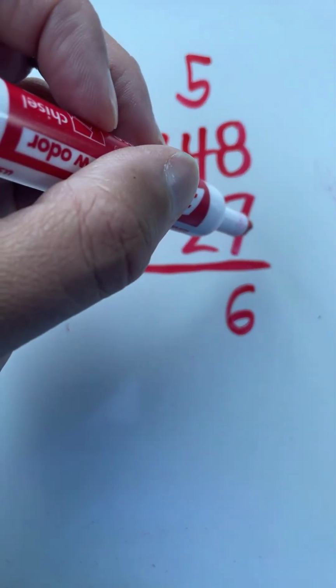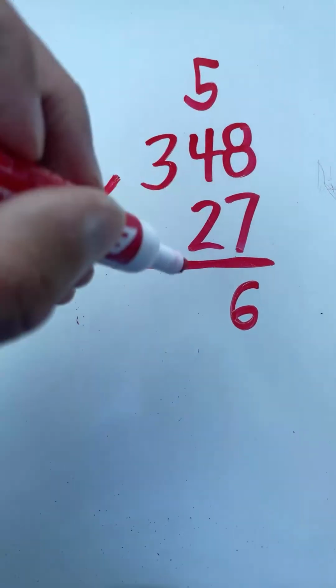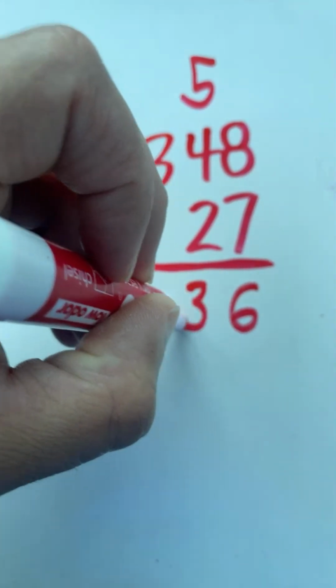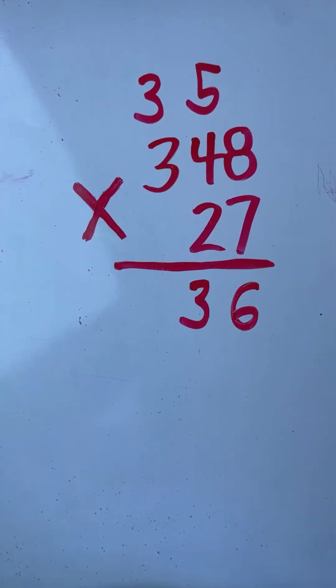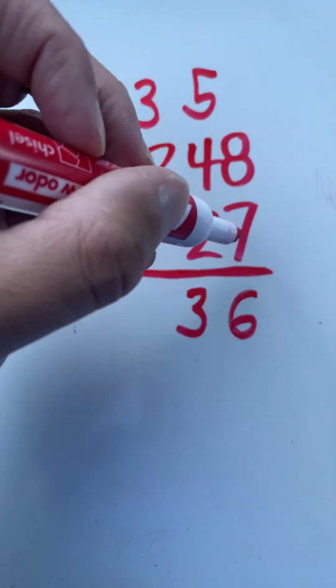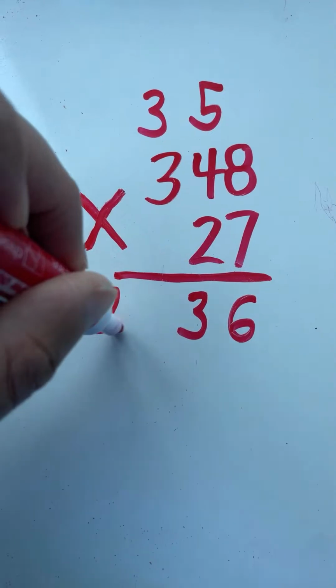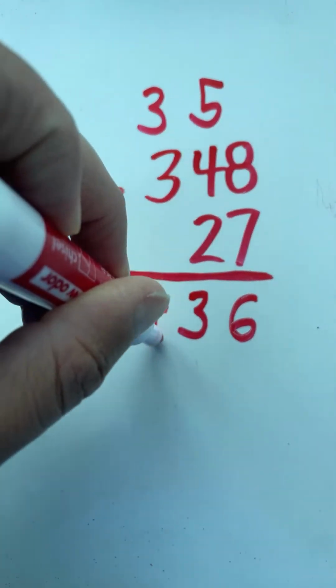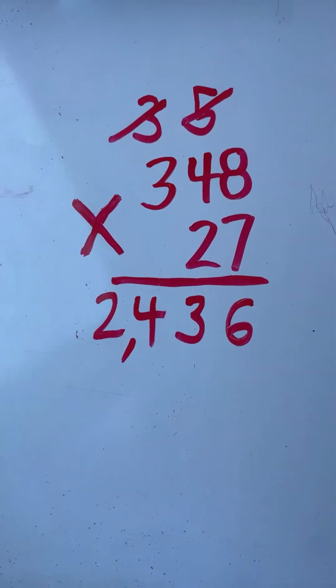4 times 7 equals 28. We have to add the 5 that we carried over. 28 plus 5 equals 33. Now the 3 in 33 is going to go in the tens place. The other 3 in the number 33 gets carried over to the hundreds place. 3 times 7 equals 21. Plus 3 equals 24. So far we have multiplied 348 times 7.